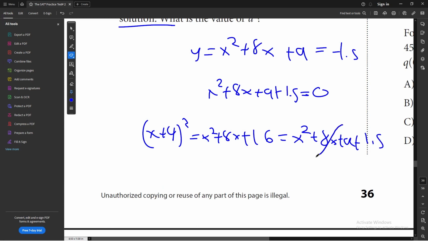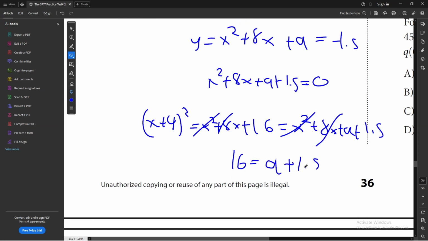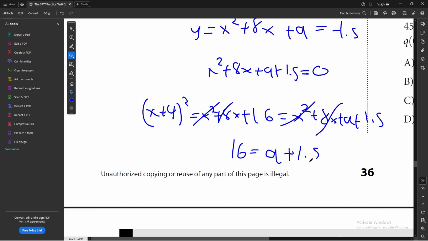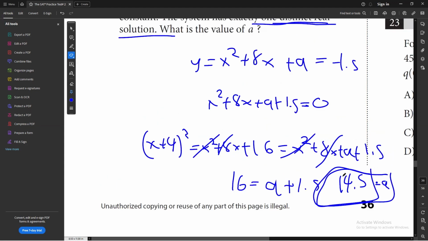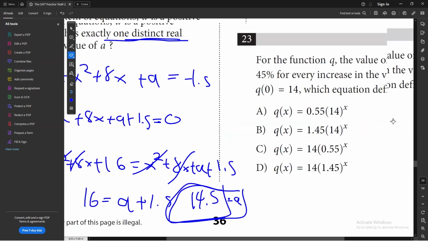Therefore, I just cancel out the x squared and 8x, and then 16 has to be equal to a plus 1.5. Therefore, if I subtract 1.5 from both sides, I'm going to end up with 14.5. My answer choice for a is 14.5. Alrighty.